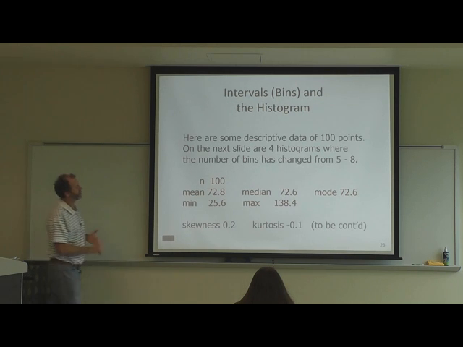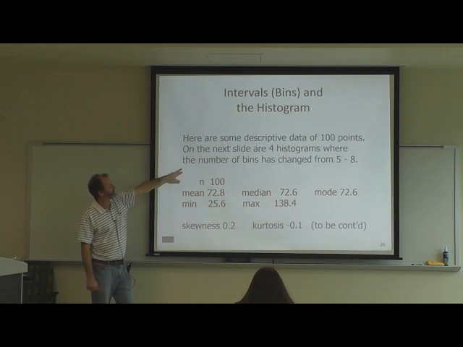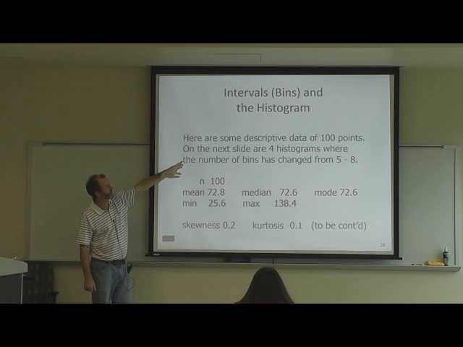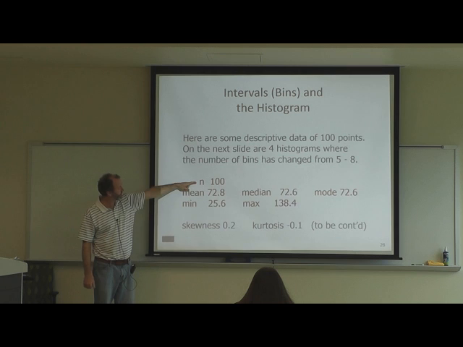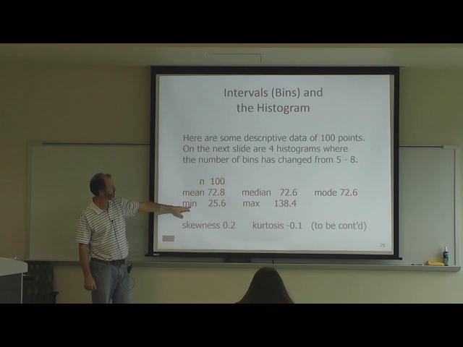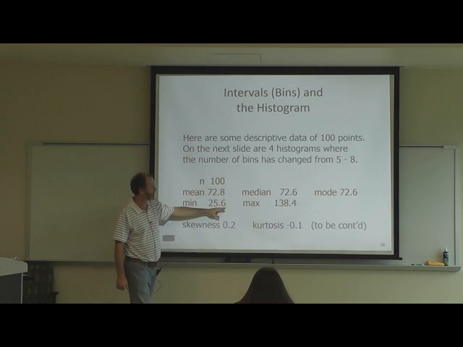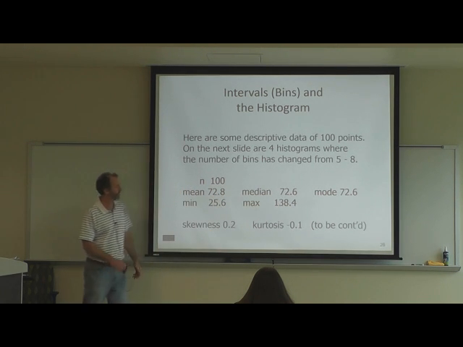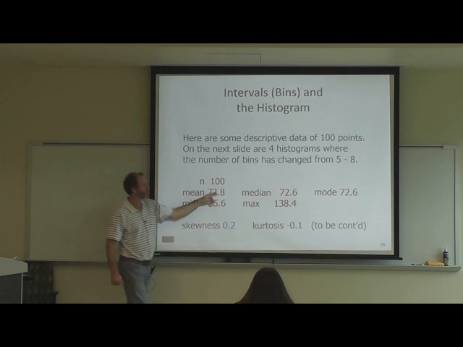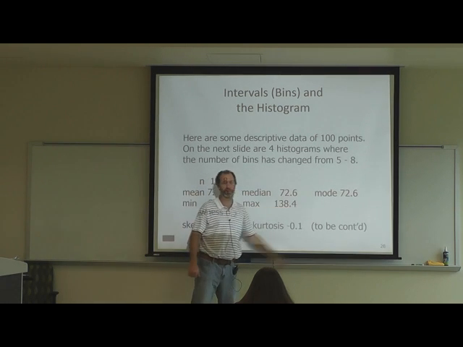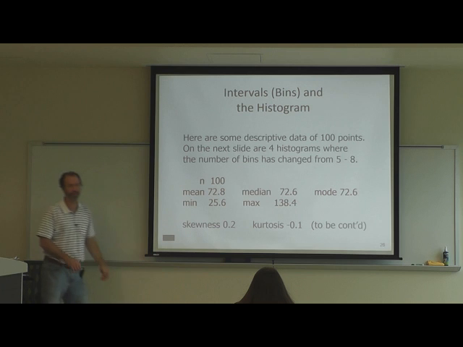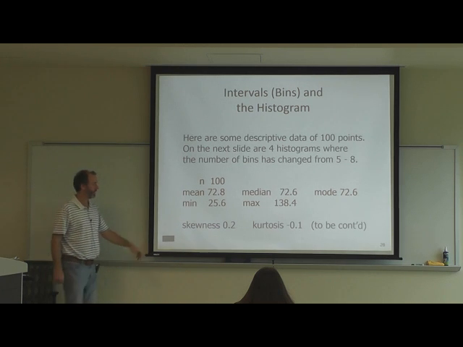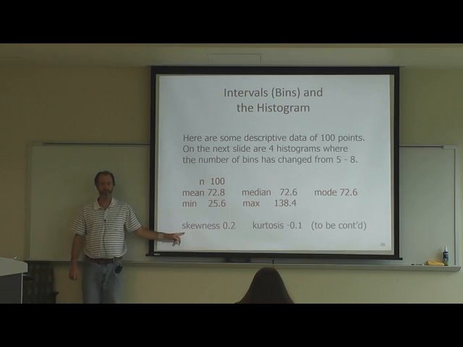So here's some descriptive data of 100 points on the next slide. There are 4 histograms where the number of bins has changed. You have N of 100, the mean is 72, the minimum is 25.6, the median 72.6, maximum 138.4, and your mode is 72.6. So your three measures are all pretty much overlapping. Not quite, but pretty much. You guys know what skewness is?